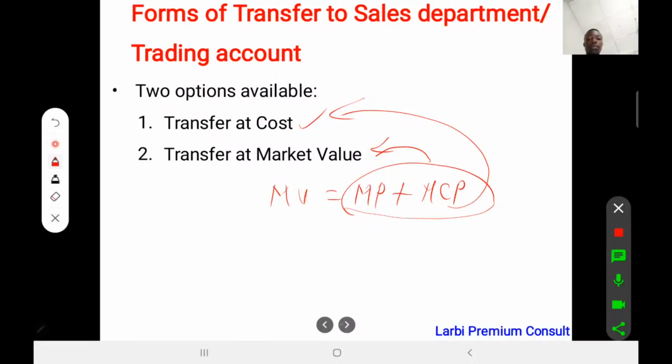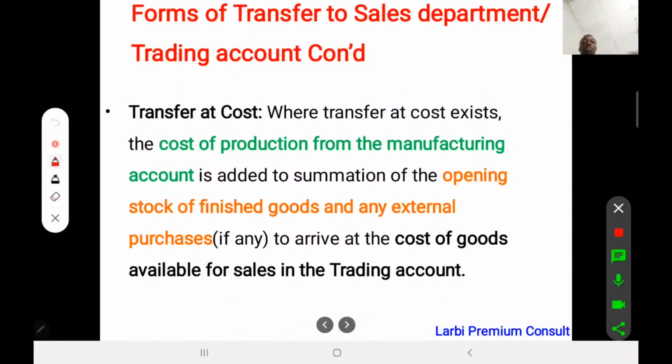So let's move on and see more details. When it comes to transfer at cost, we are saying that where transfer at cost exists, the cost of production from a manufacturing account is added to the summation of the opening stock of finished goods and any external purchases. We are giving more insight into the preparation of the manufacturing account in relation to the trading profit and loss account.